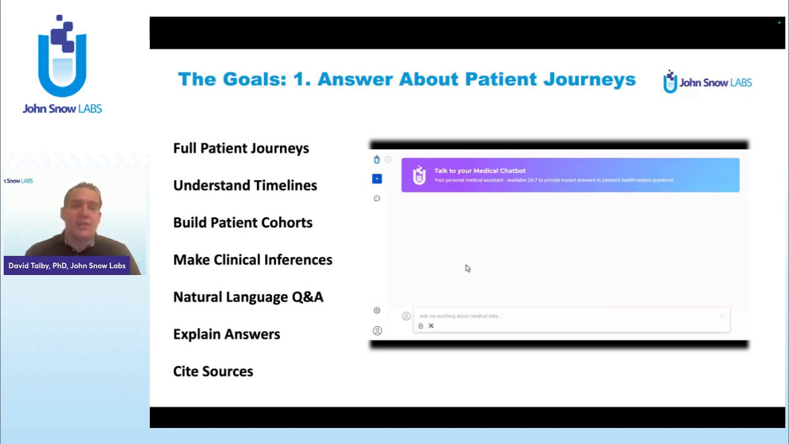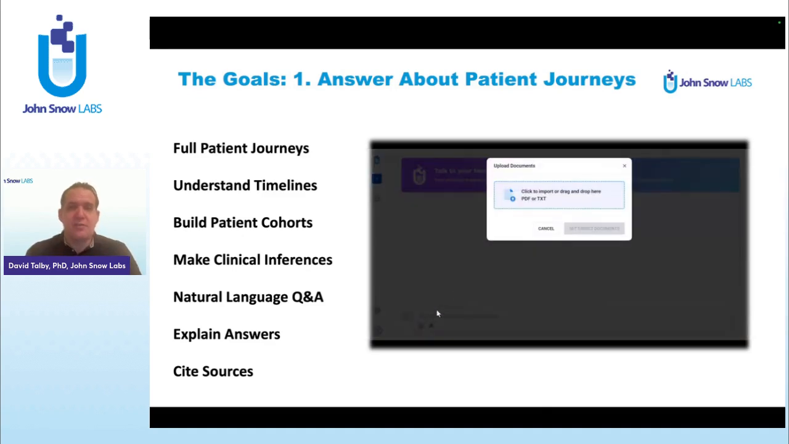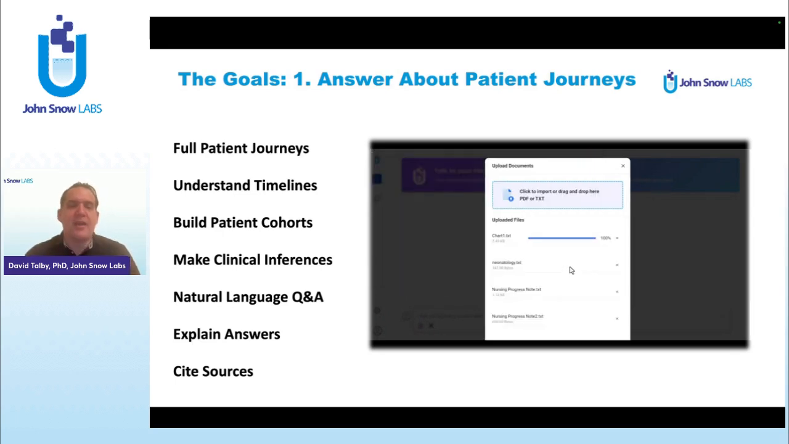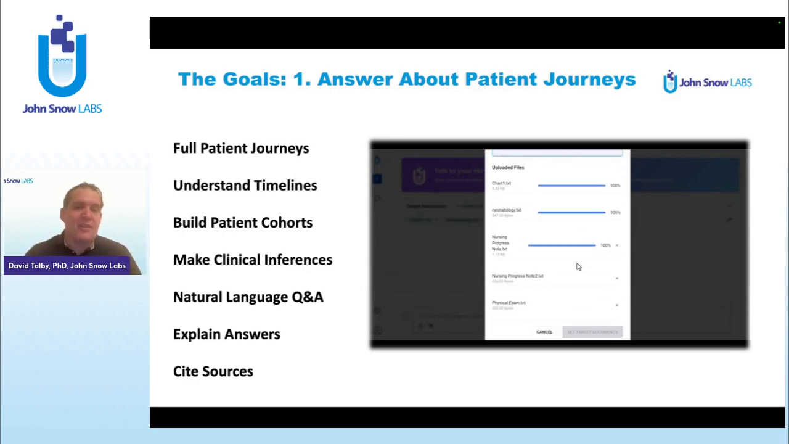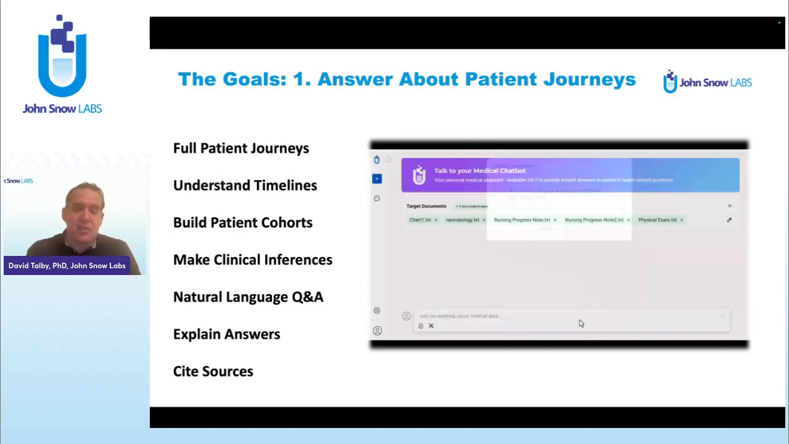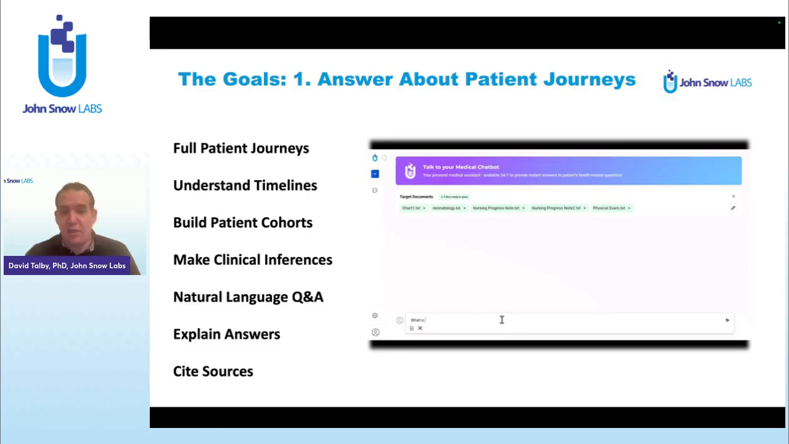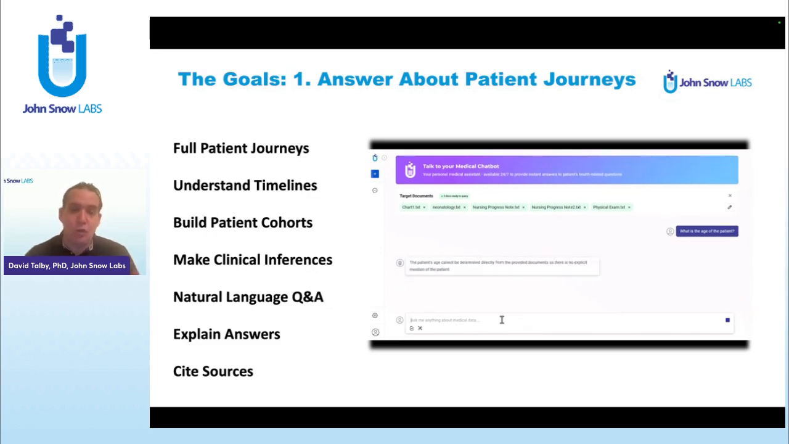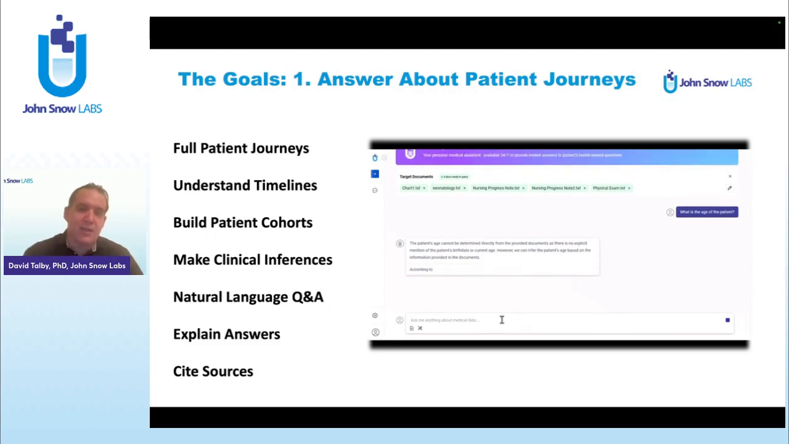The first thing we want is to be able to answer questions about patient journeys. We want to either upload or, more commonly, through an API, load all the documents about a patient from different sources and different modalities, and then just ask questions in natural language. We expect clinicians, nurses, administrators, and researchers to ask anything from very simple questions, like the example here, what is the age of the patient, to more complex ones, like seeing if the patient fits the inclusion-exclusion criteria of a very specific clinical trial.